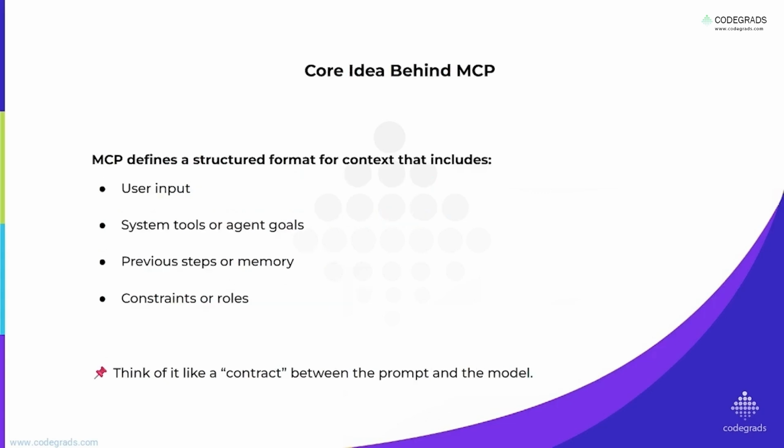Now, the core idea behind MCP. MCP defines a structured format for context that includes user input, system tools or agent goals, previous steps or memory, and constraints or roles. We can also say that the core idea behind MCP is to treat context like structured data. Wherever context is involved, it treats it like structured data. It can track it, update it, and then share it consistently. Now, MCP defines what the AI knows. The AI can know the input, memory, tools used, what the AI can do, like the tool options, the output, and how the AI's thinking flows from step to step.